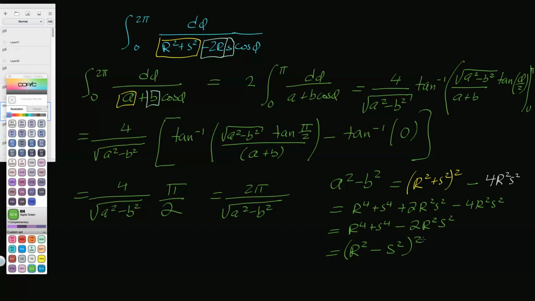So now our integral in green is 2 pi over, well, okay, we have to be a tiny bit careful. Because we're taking a square root of something squared, that's fine as long as whatever's in there is not negative, or we have to put absolute values on things. So r squared minus s squared, squared, with the absolute value signs.